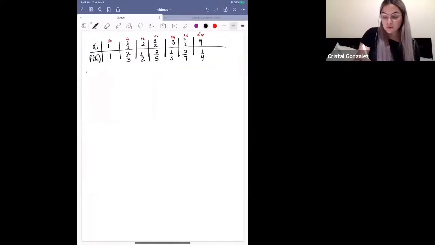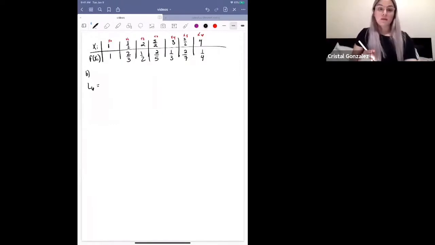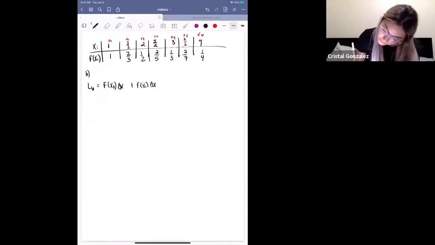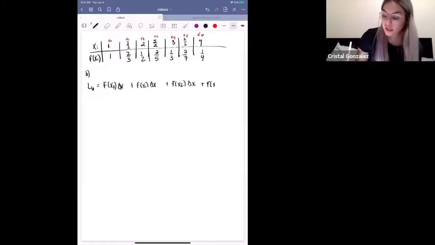So for our left endpoint, we will write L of 6 to tell me or whoever's reading your paper that we're dealing with the left endpoint. And so remember, for the left endpoint, we're going to go from f of x0 times delta x, plus f of x1 delta x, plus f of x2 delta x, plus f of x3 delta x, plus f of x4 delta x. And then here we're going to stop at f of x5 delta x.